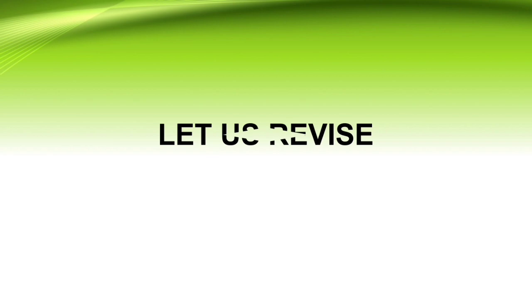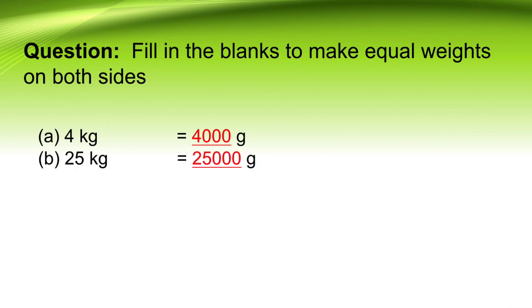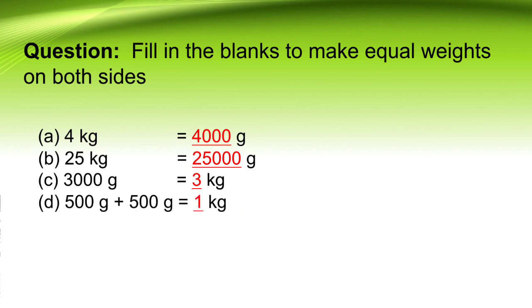Now children, let us revise. Our question is, fill in the blanks to make equal weights on both the sides. A: 4 kilograms is equal to 4000 grams. B: 25 kilograms is equal to, yes, 25,000 grams. C: 3000 grams will be equal to 3 kilograms. D: 500 grams plus 500 grams will make 1 kilogram.